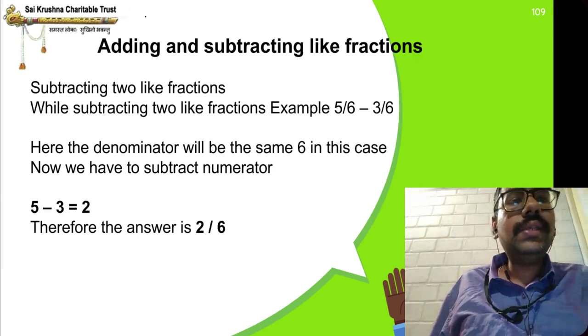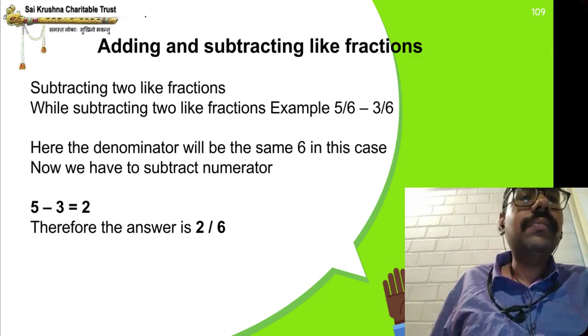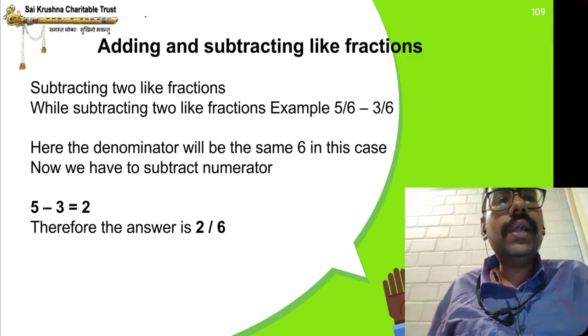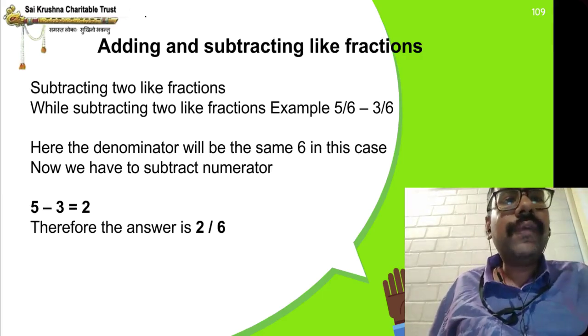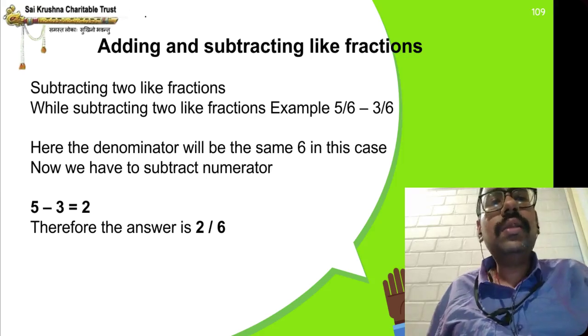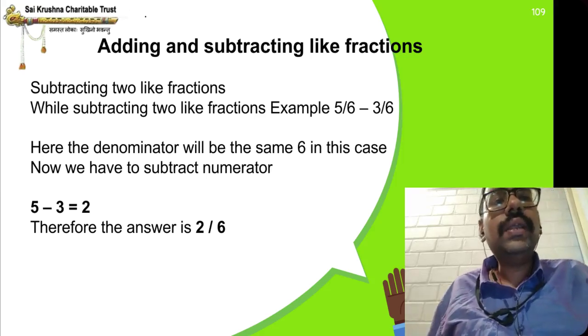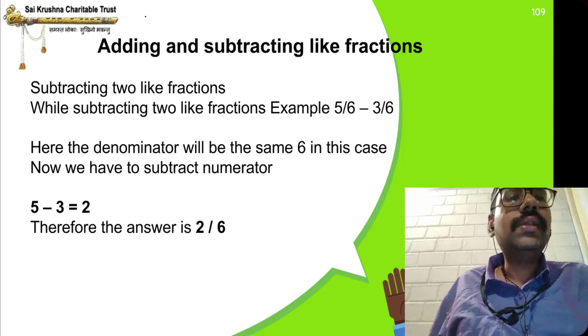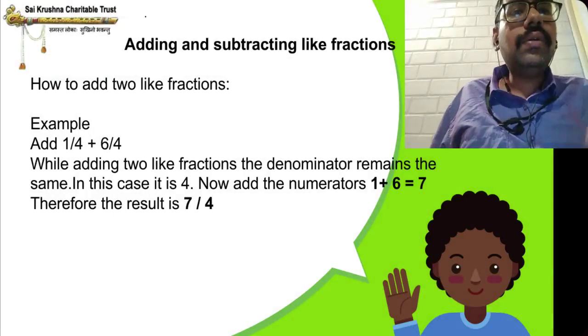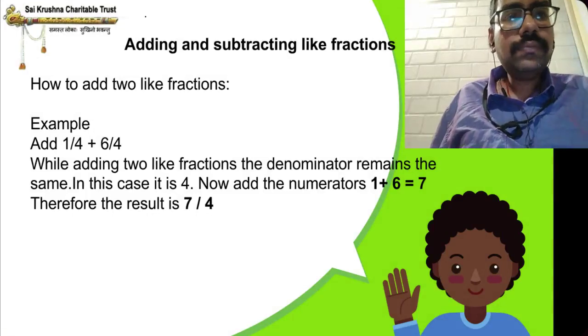So what is the answer by subtracting these two like fractions, 5 by 6 minus 3 by 6? Keep the denominator 6, which is common. It will not change. And now to get the numerator, you have to subtract the numbers in the numerator. What are the numbers in the numerator? 5 and 3. 5 minus 3 is 2. The answer is 2 by 6. Okay, children? We will move on to how to add like fractions.